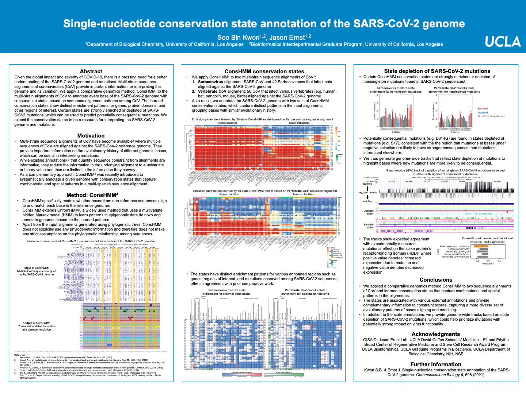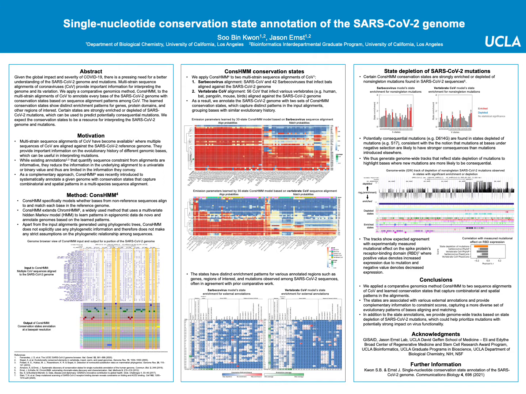Cons-HMM uses a multivariate hidden Markov model to model whether bases from non-reference sequences align to and match bases in the reference genome. Unlike previous comparative approaches, Cons-HMM does not explicitly use any phylogenetic information apart from the input alignment generated using phylogenetic trees, and therefore does not make any strict assumptions on the phylogenetic relationship among sequences. This allows Cons-HMM to be more flexible than methods that rely on phylogenetic information.